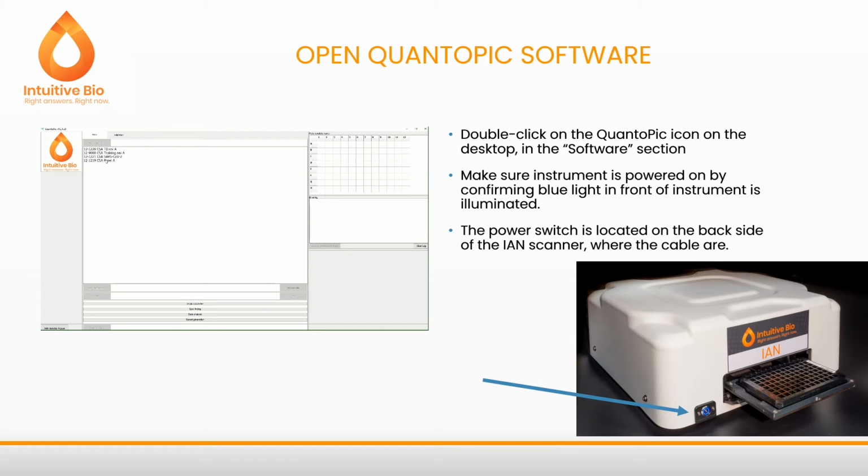You'll want to make sure the instrument is powered on by confirming the blue light in the front of the instrument is illuminated. If not, the power switch is located on the back side of the Ian scanner where the cables are.